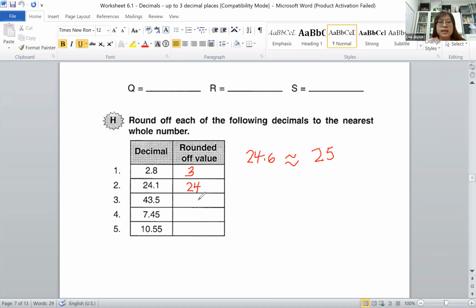All right, some more examples. What about 43.5? If the digit after the decimal point is just nice and hits 5, we will round it up. All right, so we round it up. So this will be 44. Okay, so these are the rules of rounding the decimals to the closest whole number. Okay, let's write down some notes.